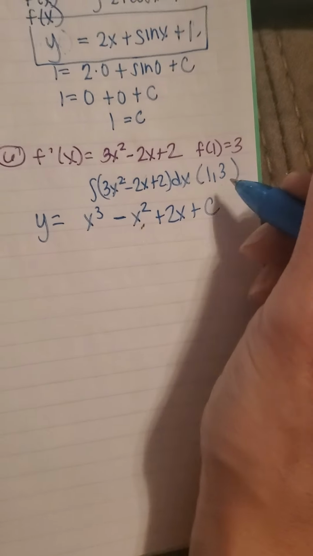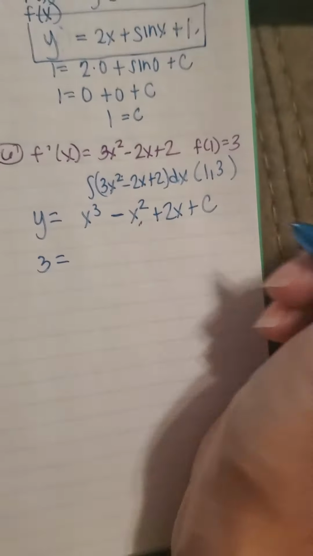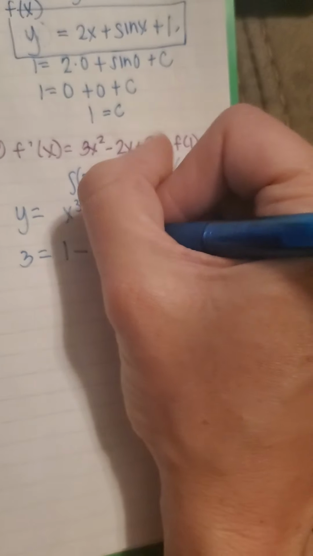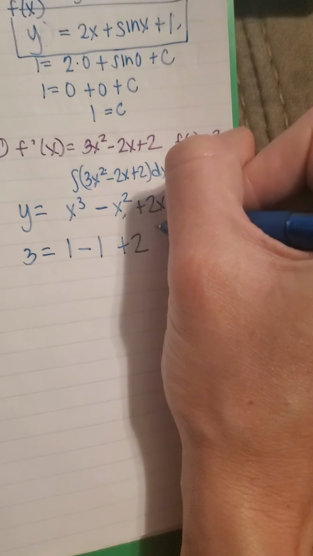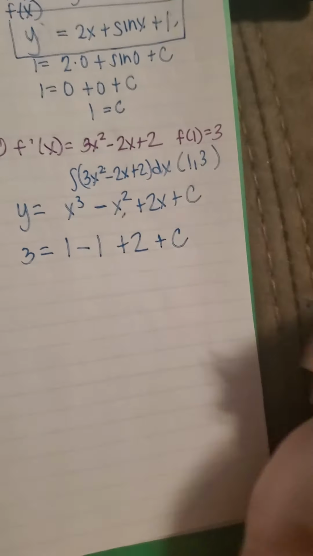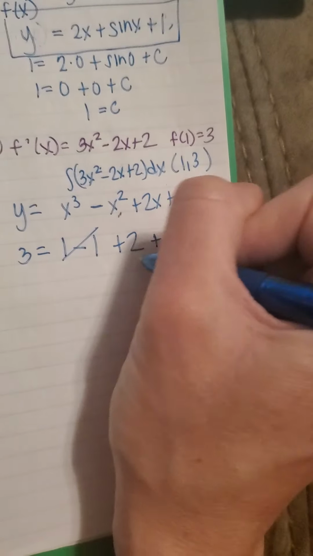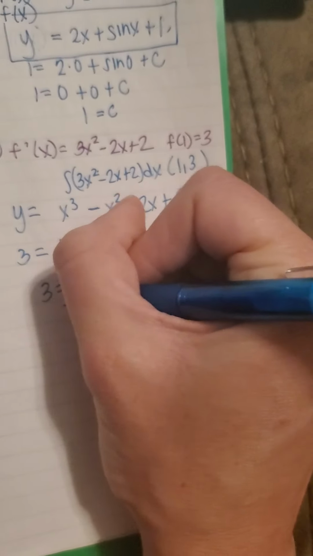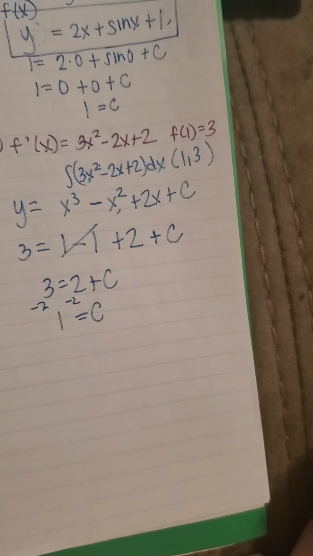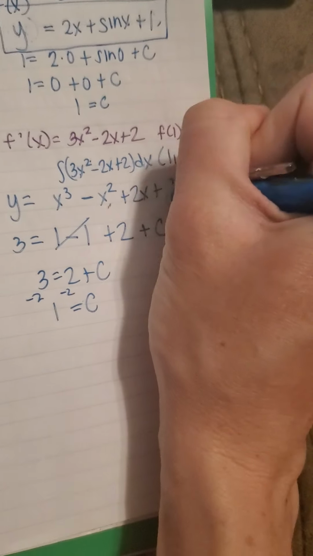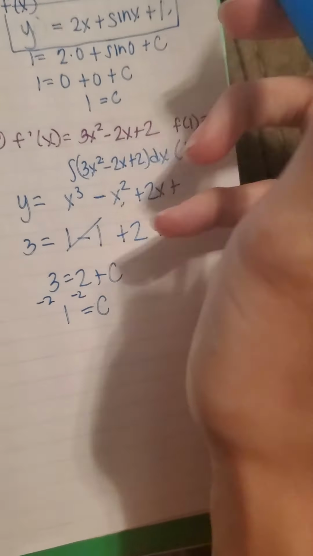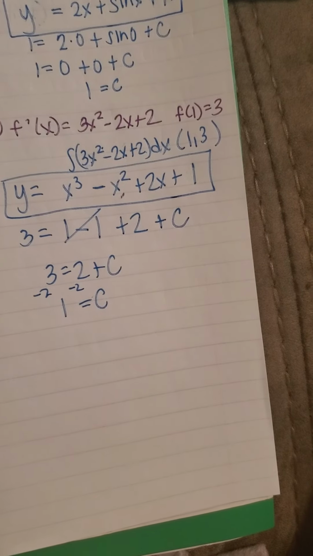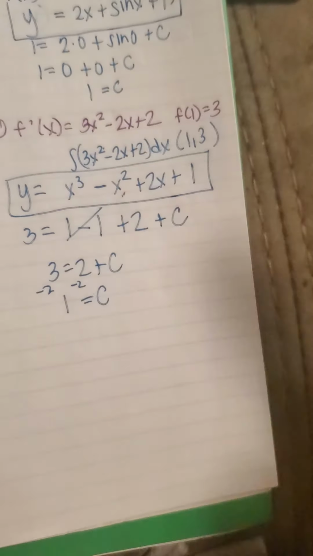And then plug in what you know. You know that your y is 3. So 3 equals 1 to the 3rd, or 1, minus 1 to the 2nd. So minus 1 plus 2 times 1, so 2 plus c. So I get 3 equals 2 plus c, which means when I subtract 2, that says c is 1. And again, I'm going to be super lazy, and I am not going to rewrite the whole thing. I'm just going to go back and find where it says y equals and make that replacement.